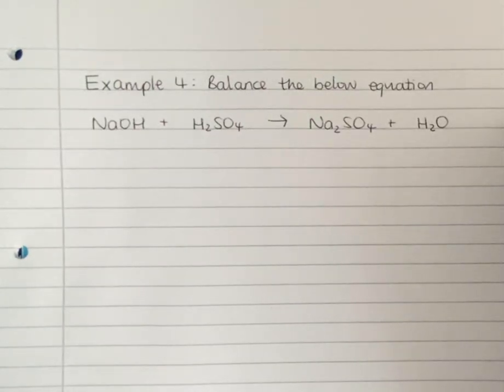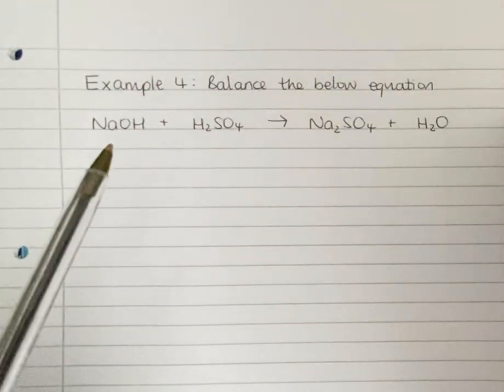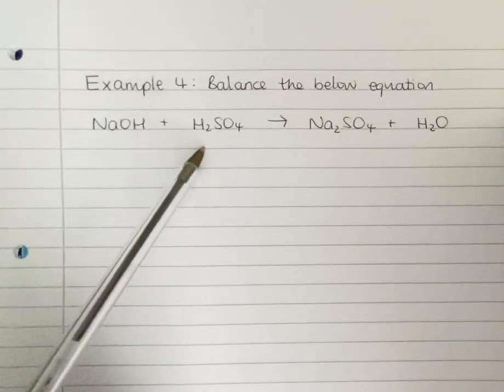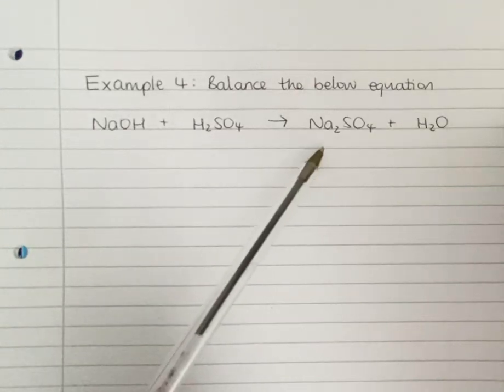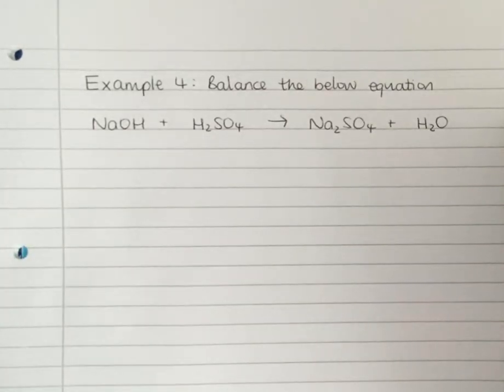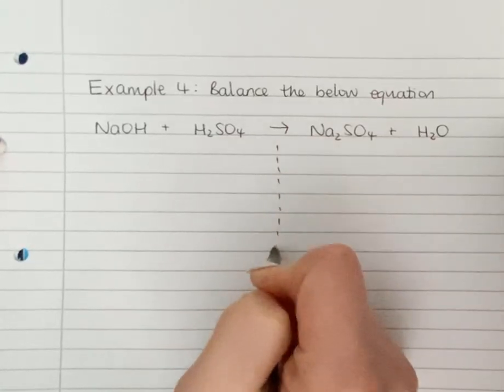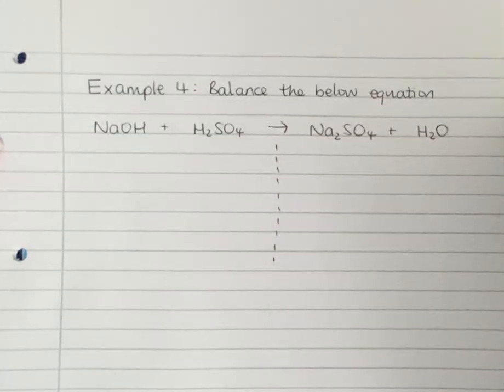Example 4. So again, we're asked to balance the below equation. We're starting with sodium hydroxide and sulfuric acid, and that's forming sodium sulfate and water. So as always, we start by writing down what we have on both sides.